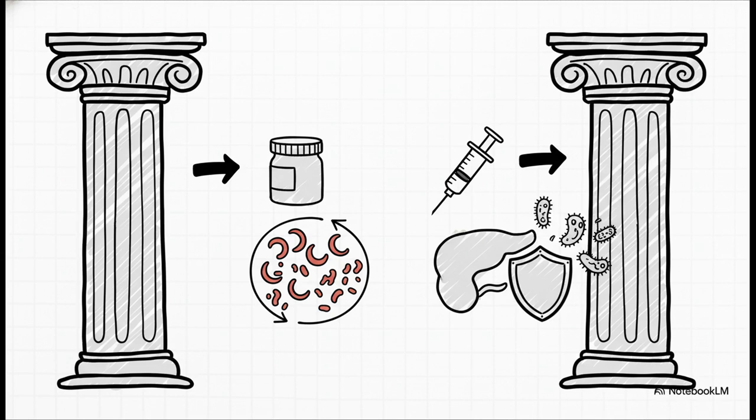The second pillar is all about preventing infection. Because a lot of patients have spleens that don't work well or at all, they are incredibly vulnerable to certain bacteria. This makes the pneumococcal vaccine, given every 5 years, an absolute non-negotiable part of their care.